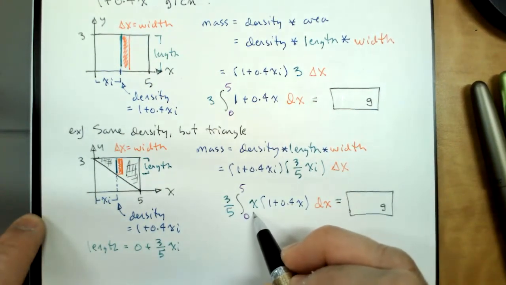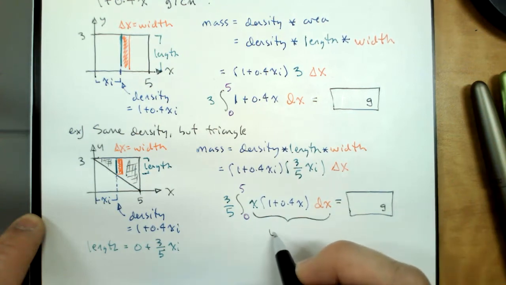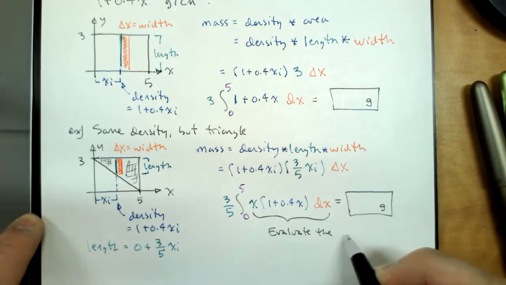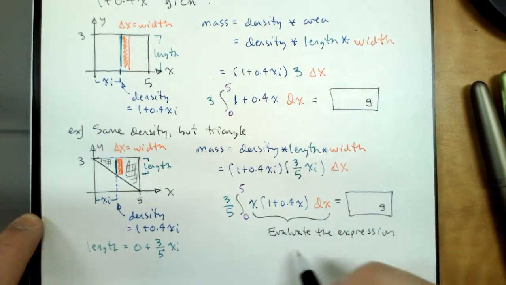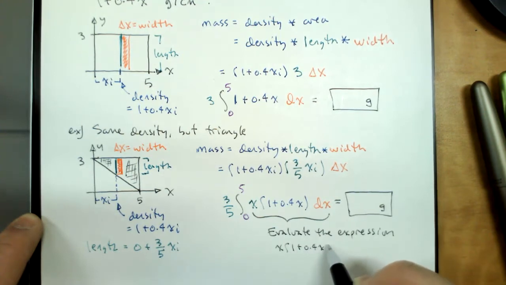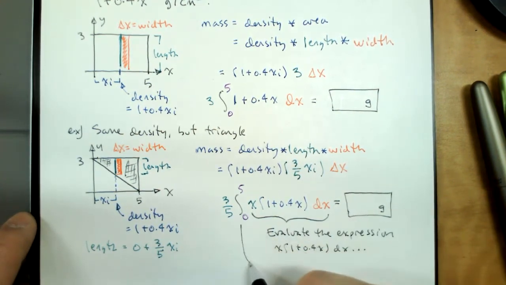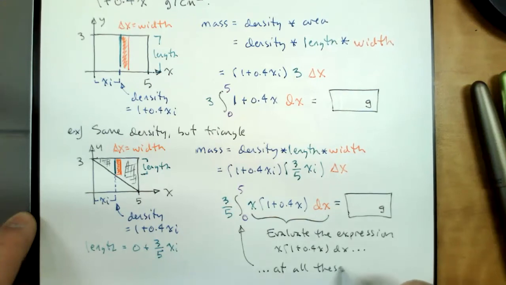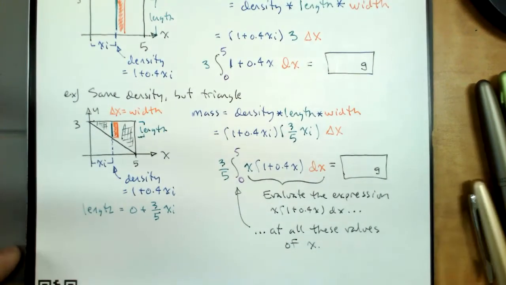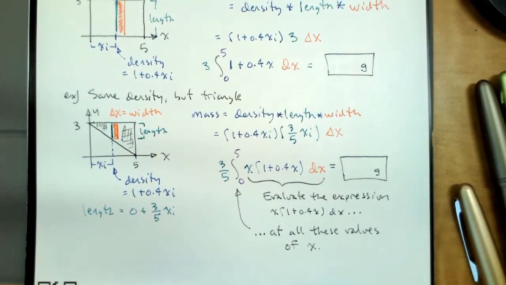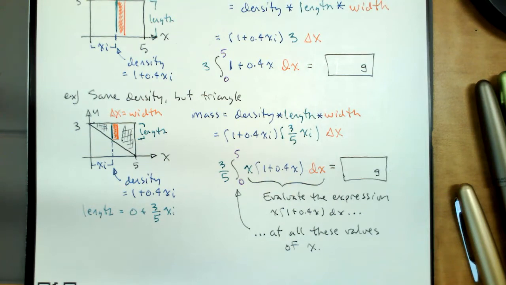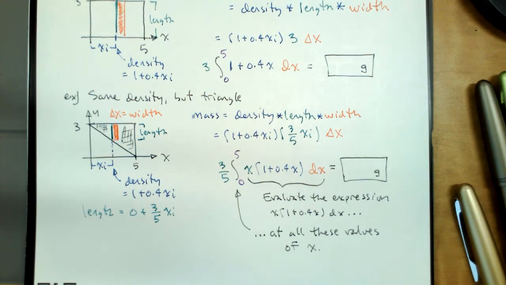So we're evaluating the expression x times 1 plus 0.4x times dx at all those values of x, for all the x between 0 and 5. And just adding up those values.